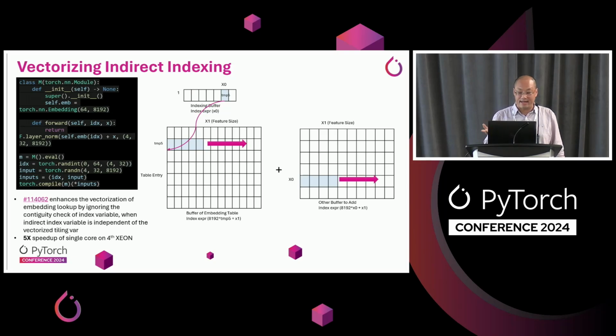For indirect indexing, we analyze the data dependencies between the loop variable and the indirect indices. If the indirect index does not depend on the loop variable, we can still vectorize on it. An example is the embedding lookup, where we can vectorize on a loop variable that loops over the embedding feature vectors. We achieved a 5 times speedup in this case.